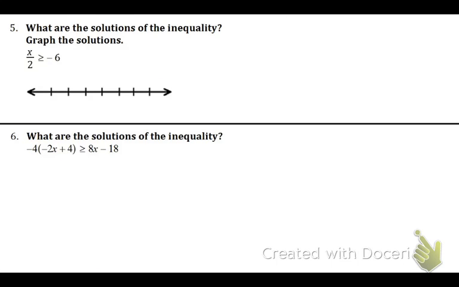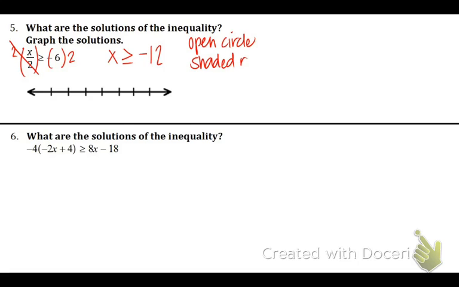Number 5 is very similar. What are the solutions of the inequality? X divided by 2 is greater than or equal to -6. Well, the operation that is shown is division, so we must do the opposite operation, which is multiplication. Multiply both sides by 2. So we have x is greater than or equal to -12. We're going to have an open circle and shaded right, because on the right is the numbers that are greater than -12.